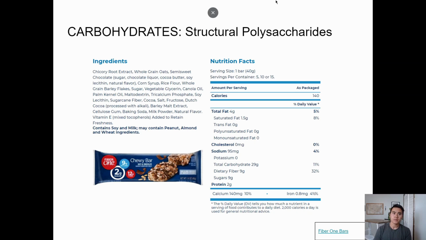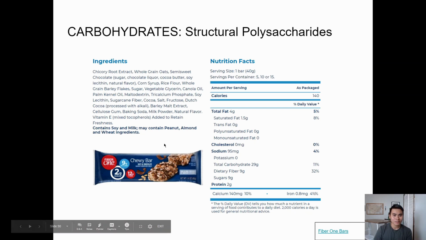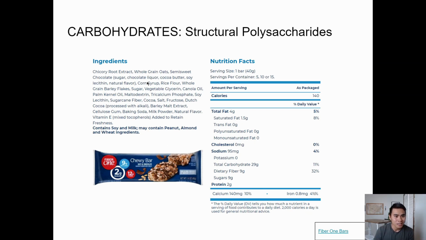And just to test it out, I went on the Fiber One website and looked at the ingredients, and check it out. We got some cellulose gum mixed in here. Just by understanding the purpose of a structural polysaccharide, and also understanding that we can't break down cellulose, it helps to understand how a Fiber One bar is a Fiber One bar and how it aids in our digestive system.